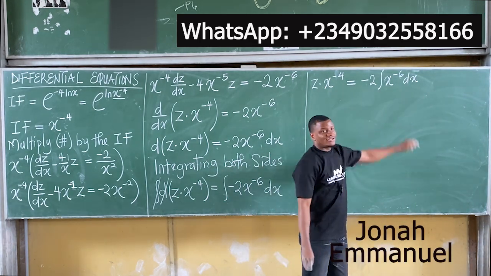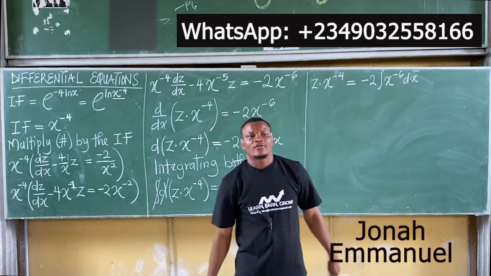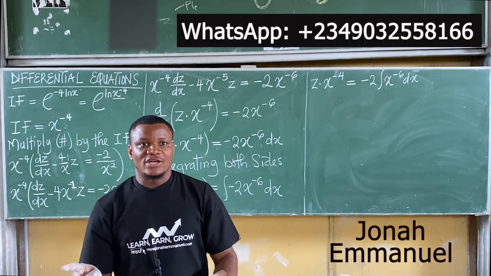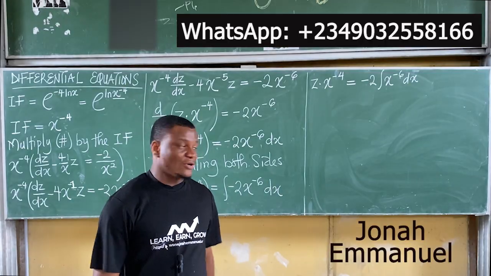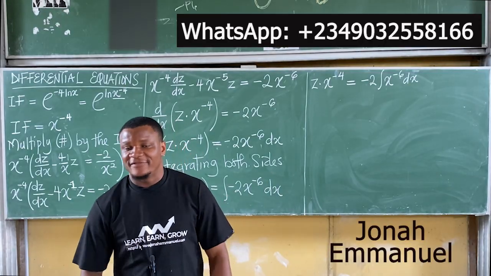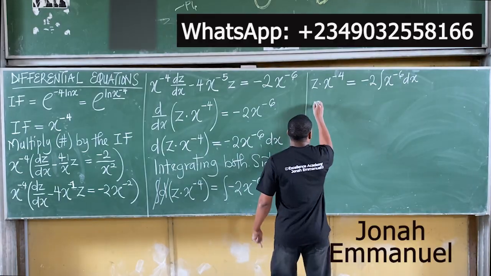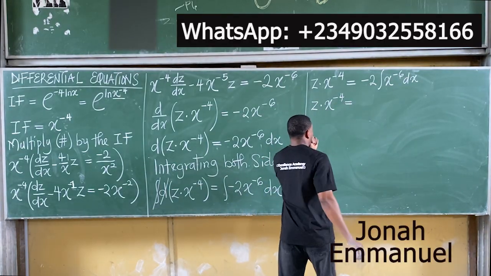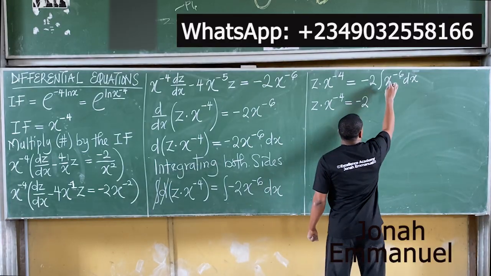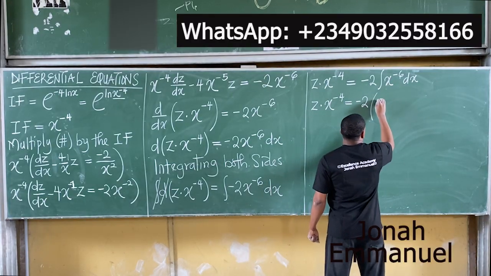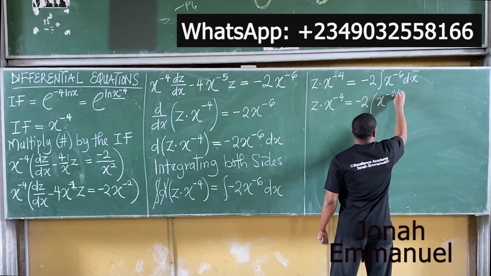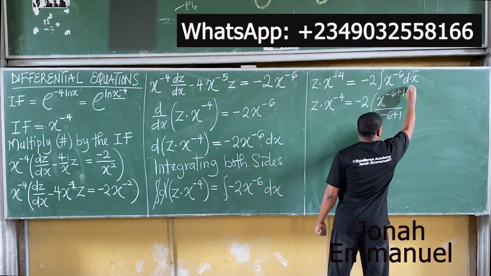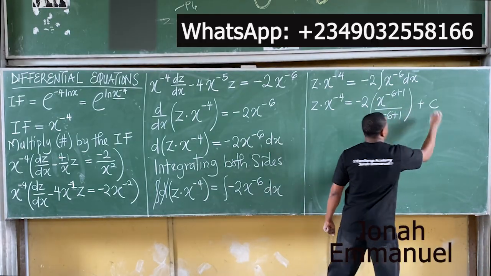This now becomes the general method of integration, or the power method of integration. What do you do? You add 1 to the power and divide by the result. Add 1 to the power, divide by the result. What do I have there? This becomes z dot x to the power minus 4, it's equal to, I have minus 2. In solving this, I have something that looks like this: x to the power minus 6. I will add 1 to the power and divide by the result. So you have this, then plus c.